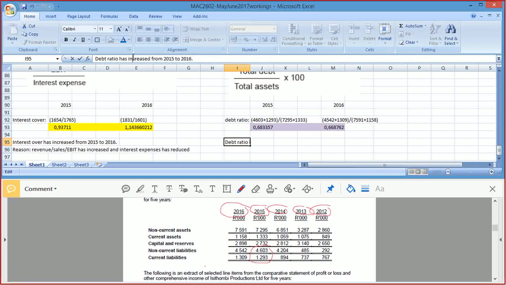Okay, then here, debt ratio has decreased from 2015 to 2016. Let's explain why. Well, looking at this, what has happened to your non-current assets? Non-current assets have gone up. What has happened to your current assets? They've gone down. Non-current liabilities have gone down, current has gone up, because that was the short-term finance. See, less long-term finance, more short-term finance. So in terms of debt ratio, it decreased, but only slightly. So only a slight change in the debt ratio.